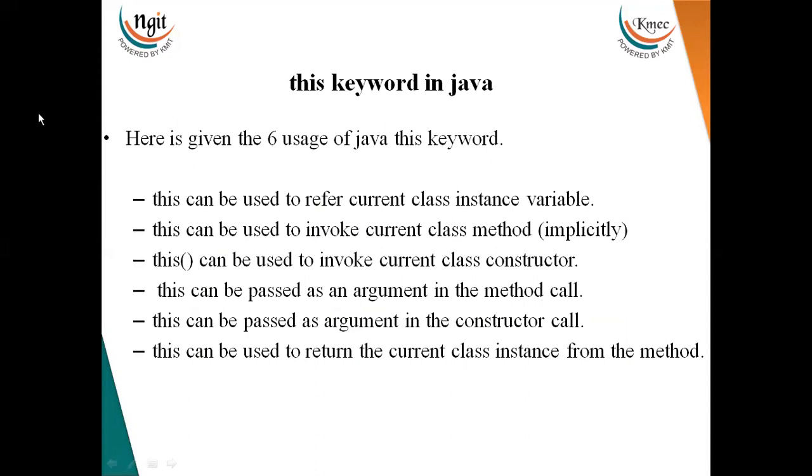Now, coming to the this keyword, you can use this keyword in six areas. This can be used to refer to the current class instance variables, to call the current class methods, and to call the current class constructor. This can be passed as an argument in a method call, and as an argument in a constructor call, and this can be used to return the current class instance from the method. These are all the different areas where we can use the this keyword.